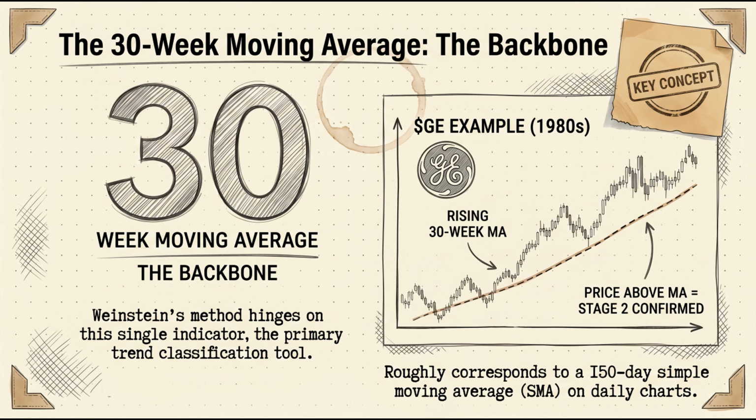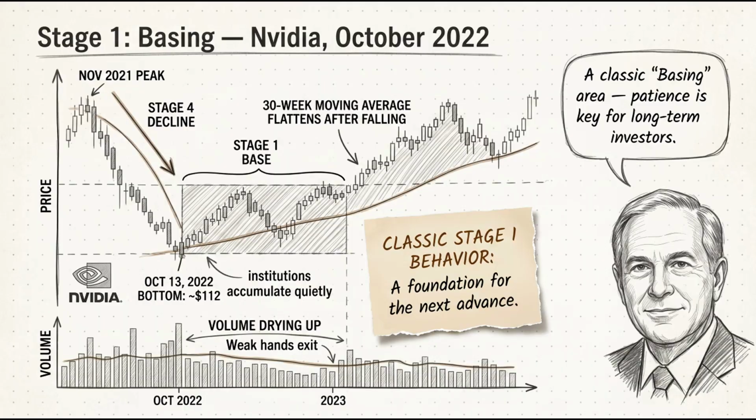A rising 30-week moving average with price above it signals a Stage 2 advance. A flattening moving average with sideways price signals a Stage 1 base or a Stage 3 top. A falling moving average with price below it signals a Stage 4 decline. Weinstein insisted on weekly charts because daily noise obscures the major trend, and he wanted his readers to focus on the big picture.